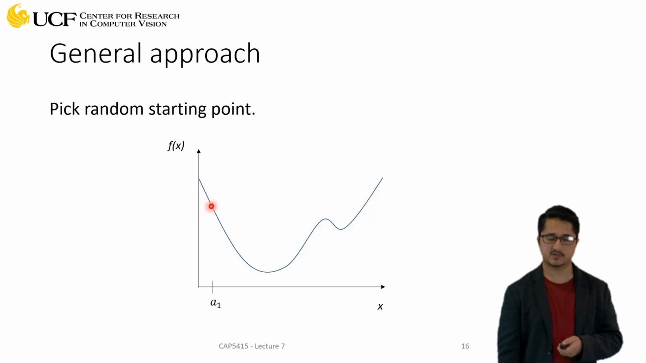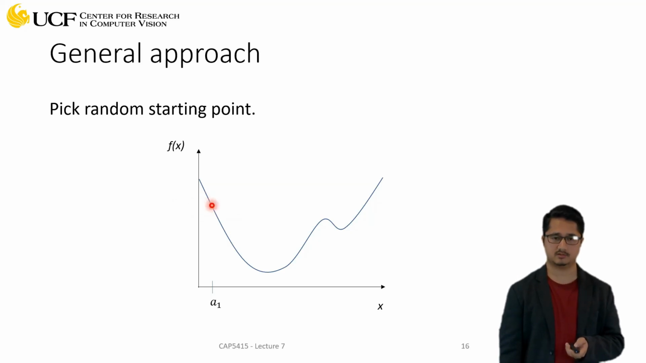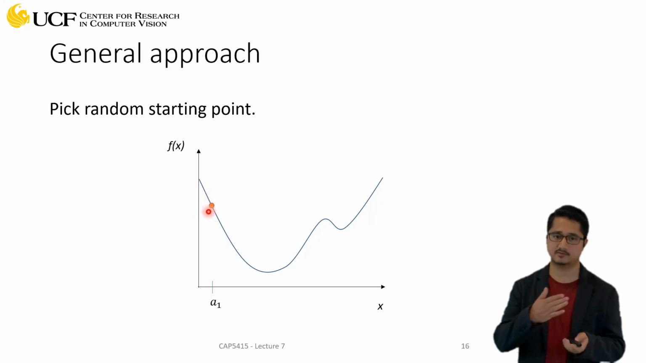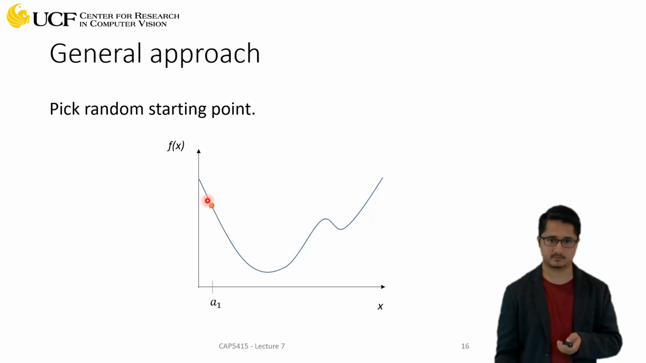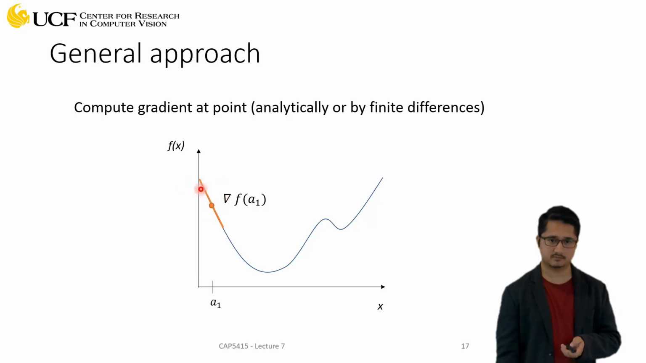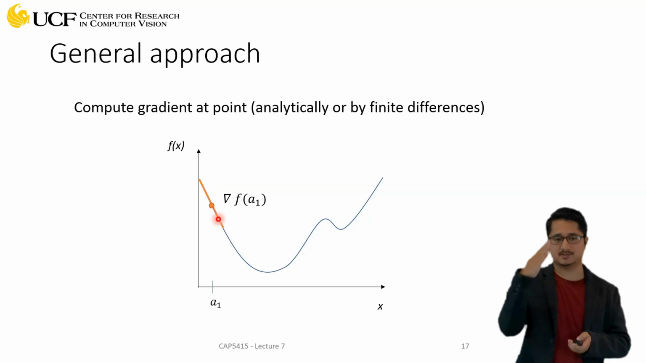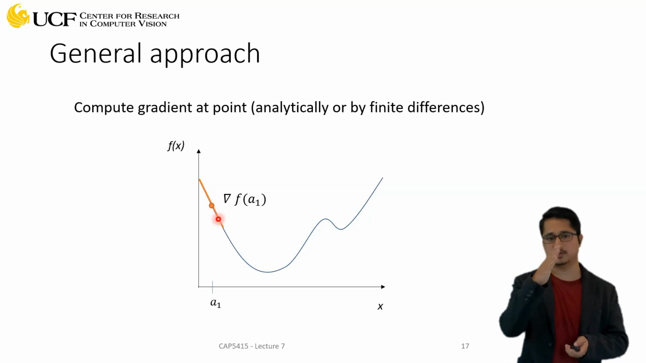So what we do is we find the derivative at this location. You know that the derivative just gives you the slope of the curve. If you compute the derivative, it will be something like this. In this case, you can see that the slope is in the opposite direction, so it will have a negative value.